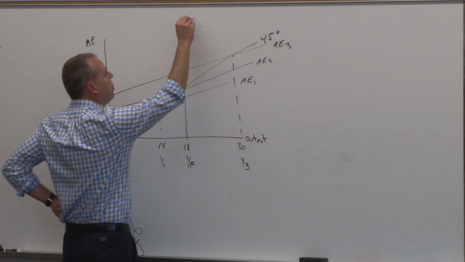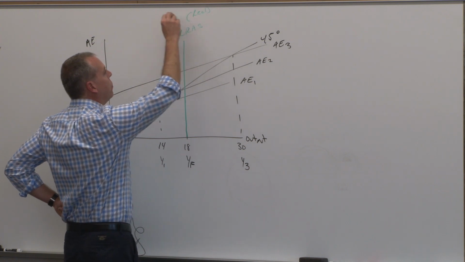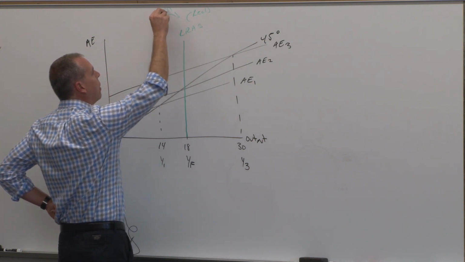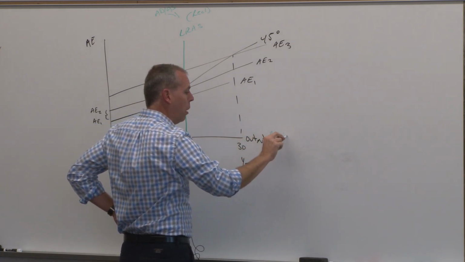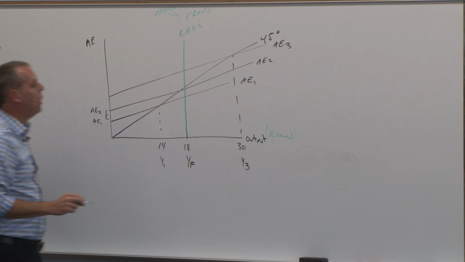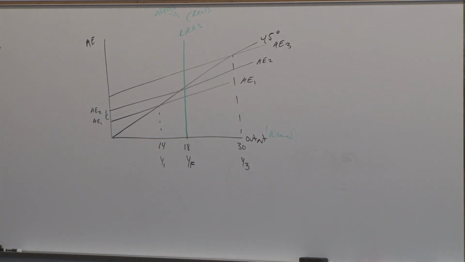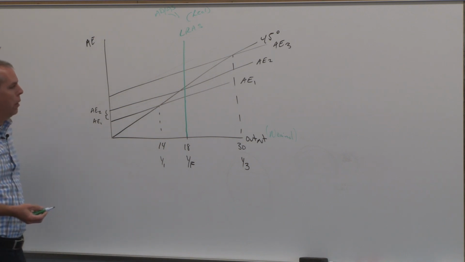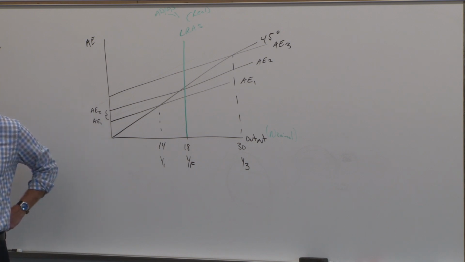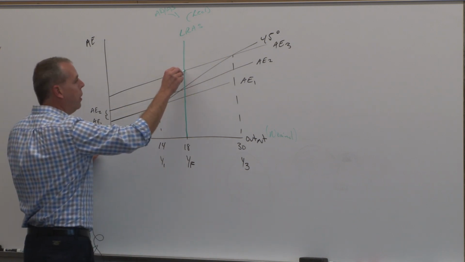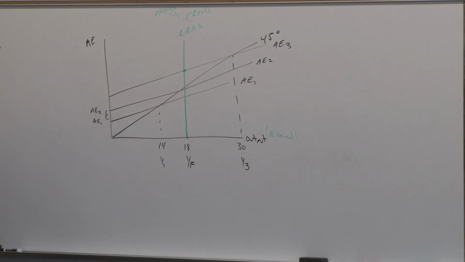Remember, the LRAS here is real. This is from the aggregate demand, aggregate supply model. Remember, output here in the Keynesian model was nominal, so you can have $30 trillion in output if you want to. But in real amounts of output, what do you have? 18 trillion. It hasn't changed, right? You're essentially at this guy right here.